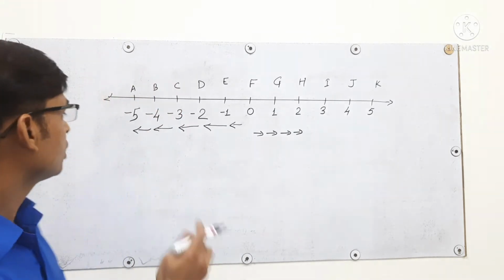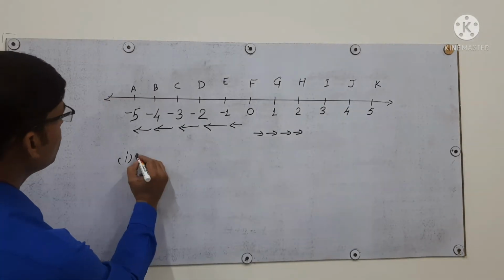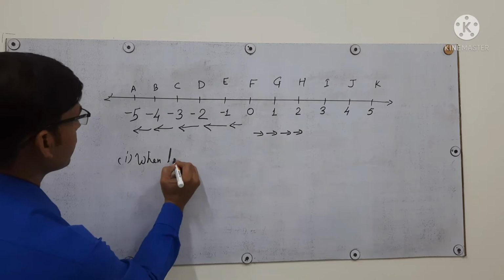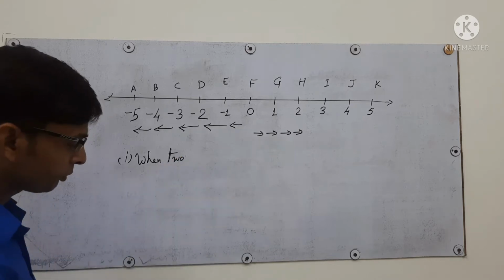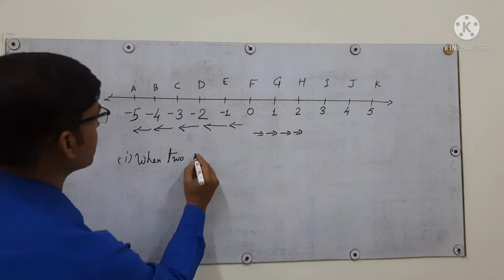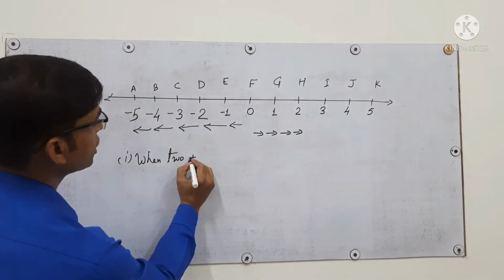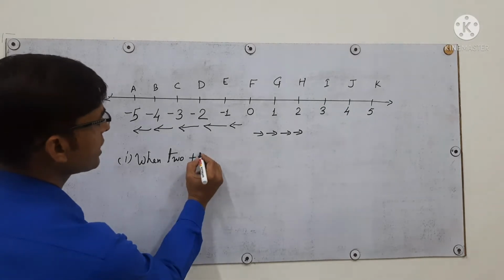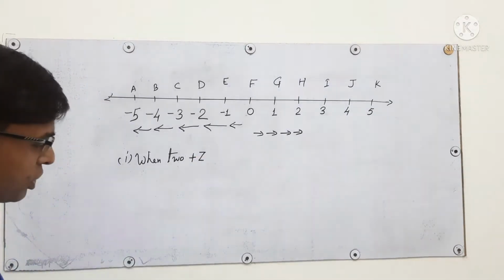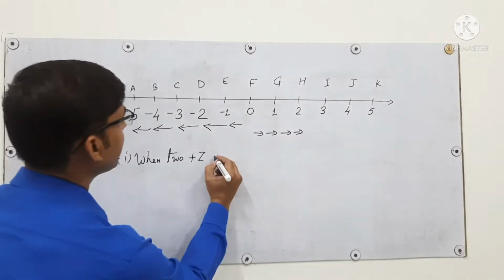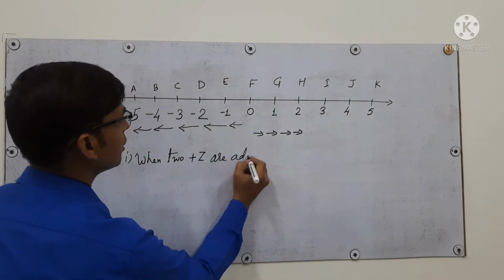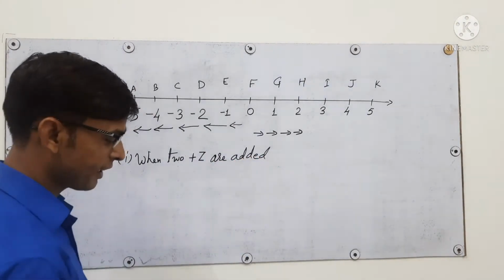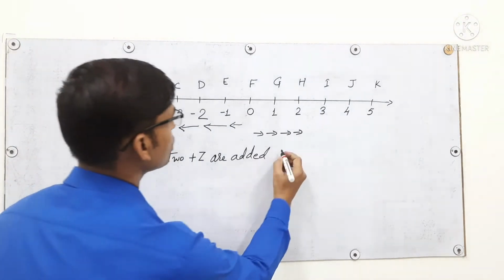Okay, so the first is, when two positive integers, positive I am just writing in short form, for positive I am writing plus, and for integers I am writing Z. Okay, when two positive integers are added, we get a positive integer.